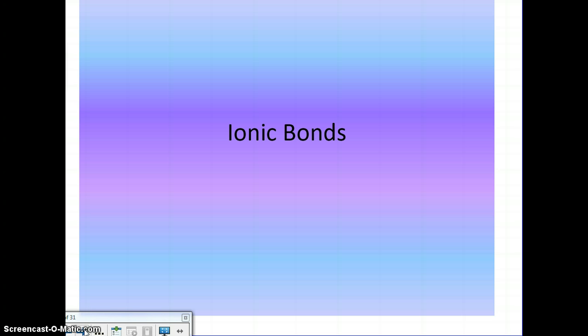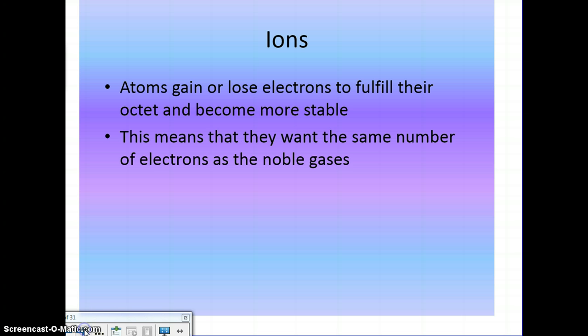All right, so let's start with our first type of bonding, ionic bonding. But first, let's talk about what an ion is. An ion is when you have basically a charged atom. So atoms are going to gain or lose electrons. They're going to do this in order to have a full octet, have that magic number 8, and that will make them more stable. So they want the same number of electrons as a noble gas, basically, because noble gases all have a full ring. They have 8 valence electrons. So an ion is when you have lost or gained these electrons, and it either makes you a positive or a negative.